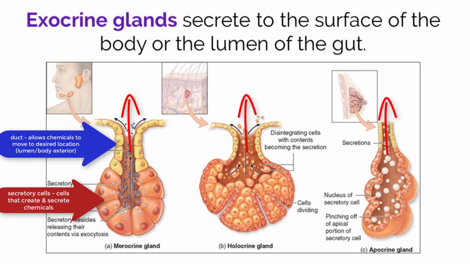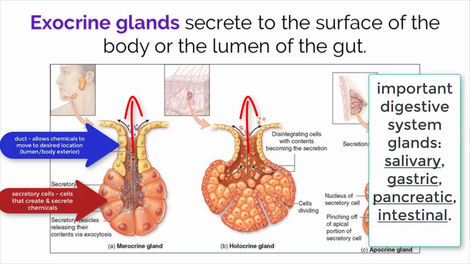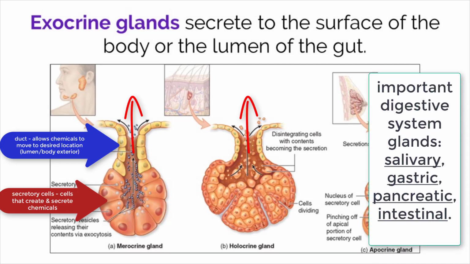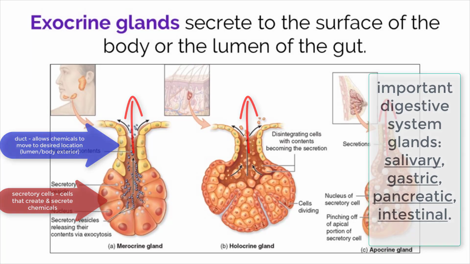Connecting this to the digestive system, there are 4 examples of exocrine glands that are used to aid in digestion, including salivary glands, gastric glands, pancreatic glands, and intestinal glands. All of these secrete molecules that help the body break down food at each stage of digestion.